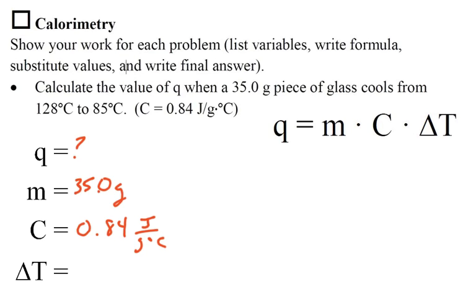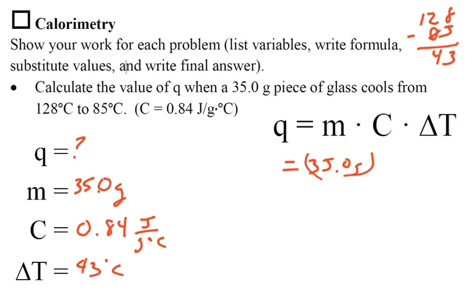And all I have to do is do my math here, so 128 minus 85. So that's a 3 and that's a 4, so 43 degrees Celsius. So Q equals MC delta T, so we're going to substitute. So 35 grams times 0.84 joules per gram degree times 43 degrees.